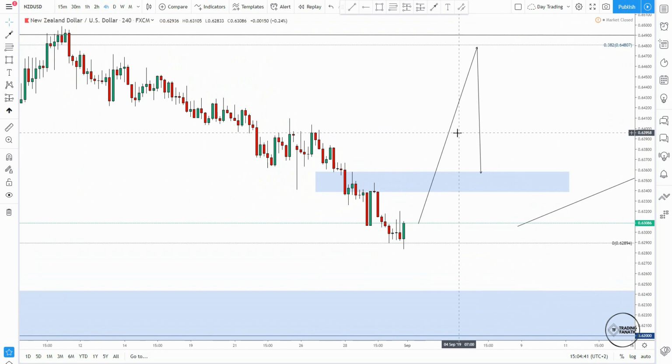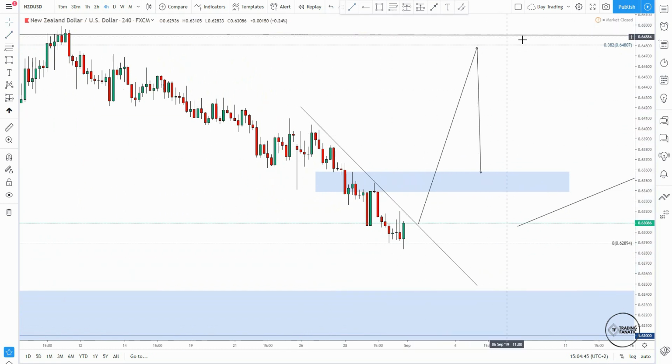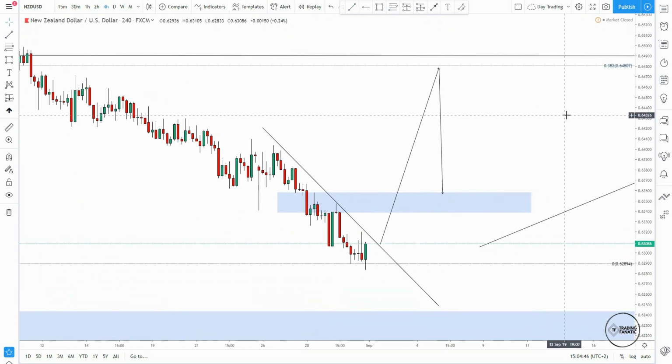I will be looking for shorts, but if we manage to break this kind of trend line here, I may look for some long opportunity with targets around 0.65 and the levels below it. So that's on NZD USD.